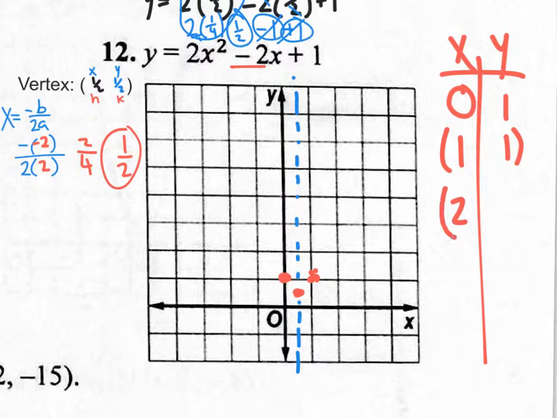What other number would you like to plug in? 2 would be good. If we go for 2, let's try to do this in our heads here. 2 squared? 4. 4 times 2, okay, let me at least keep track right there, 8. And then 2 times 2 right here, 4, so you have a -4. And then +1 at the very end. So you have 8 minus 4, which is 4, plus 1, which is 5. So let's go to the coordinate (2, 5).